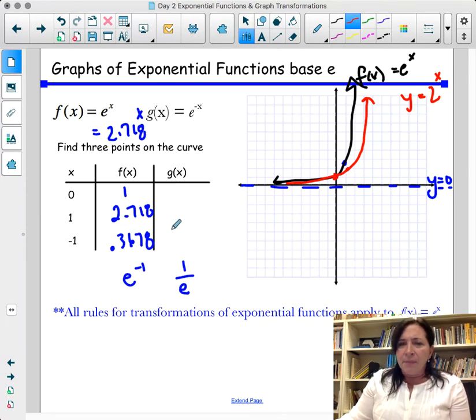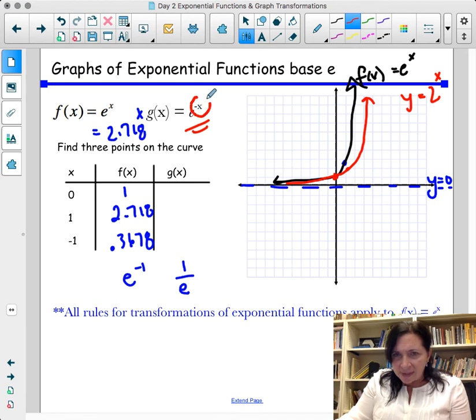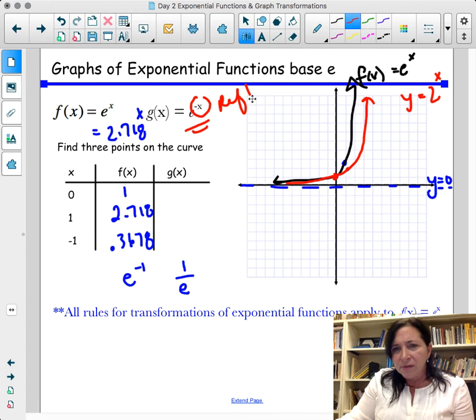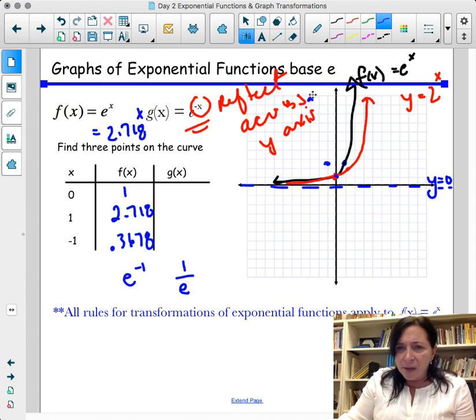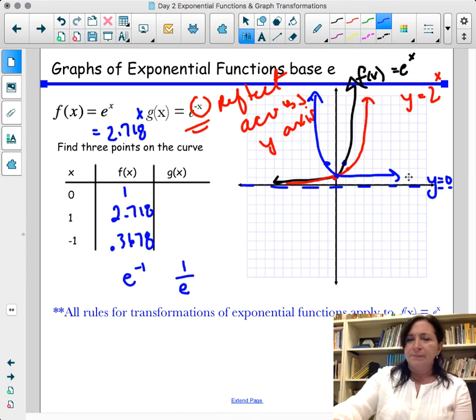Also, this value right here is asking for its inverse. See this negative sign here? That's saying reflect across the y-axis. That's what that's saying. So when I reflect that across the y-axis, now this point is here. This is still here, and remember, that's my y-axis. It is going to look like that.